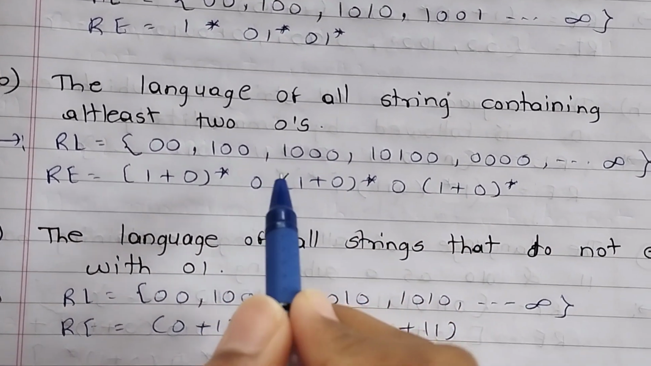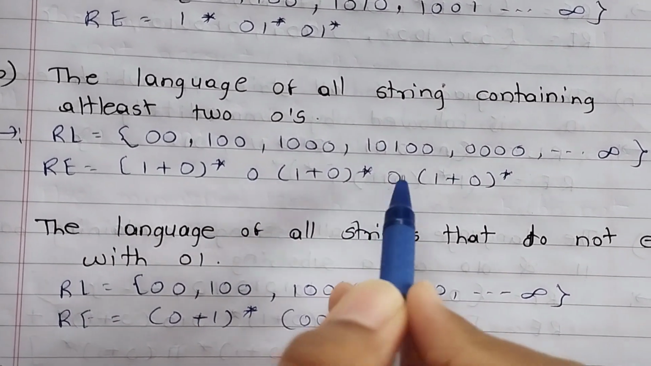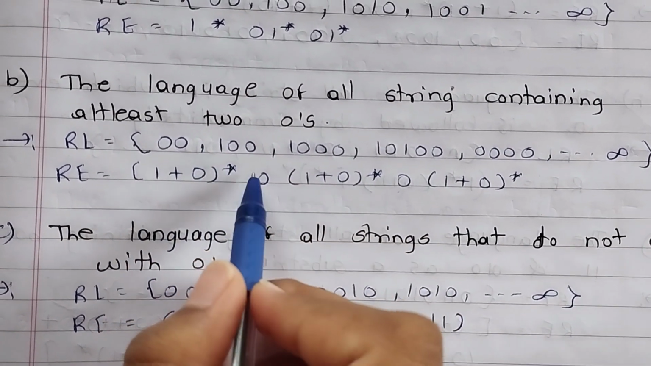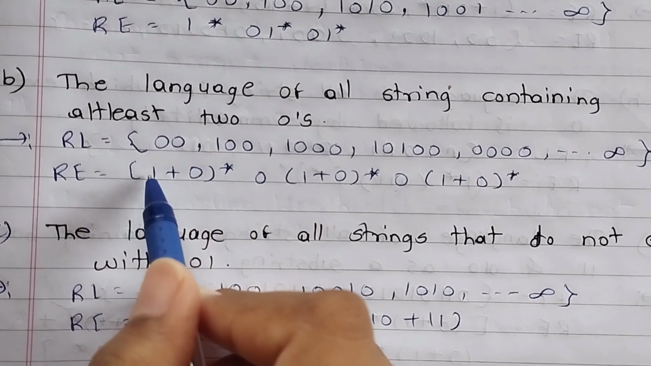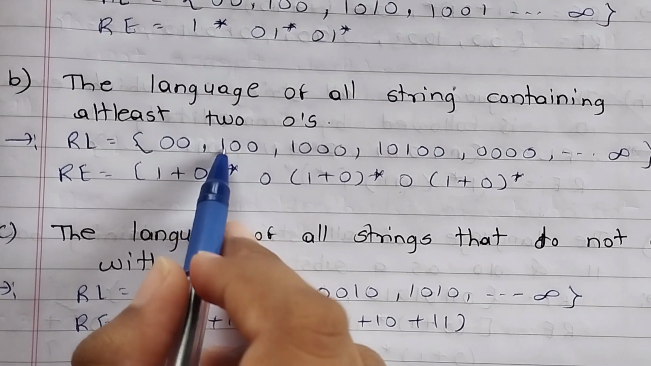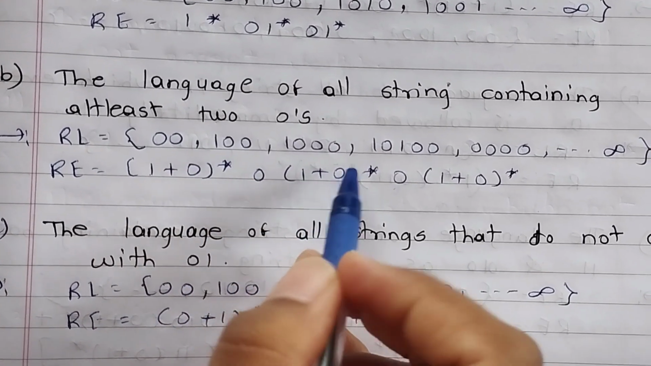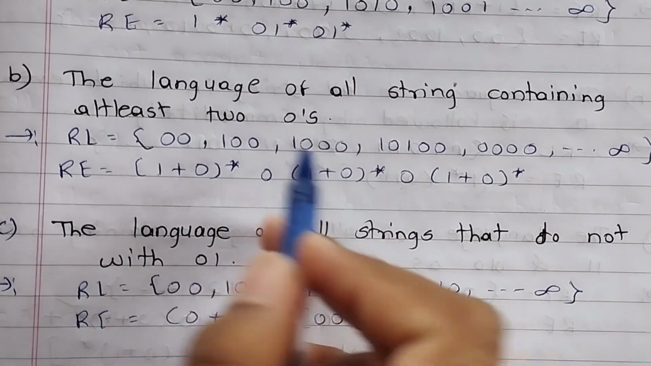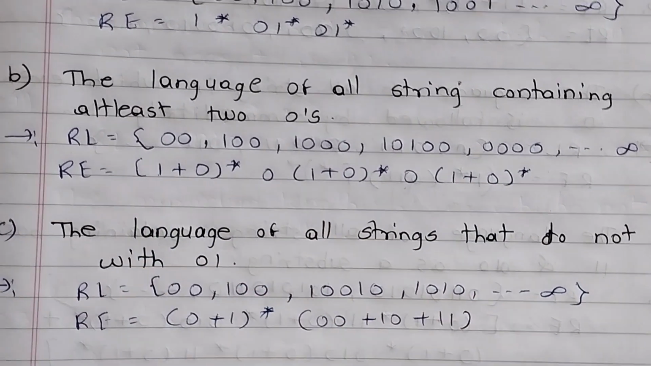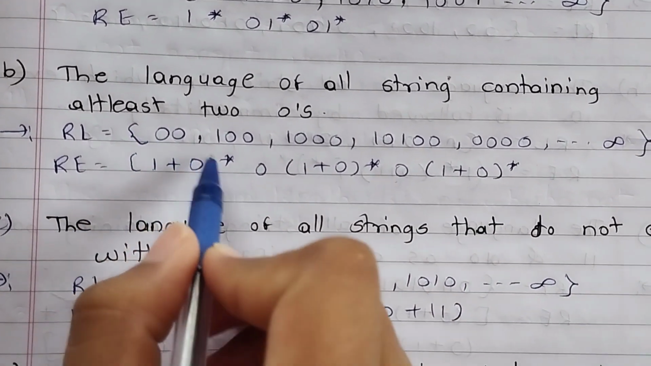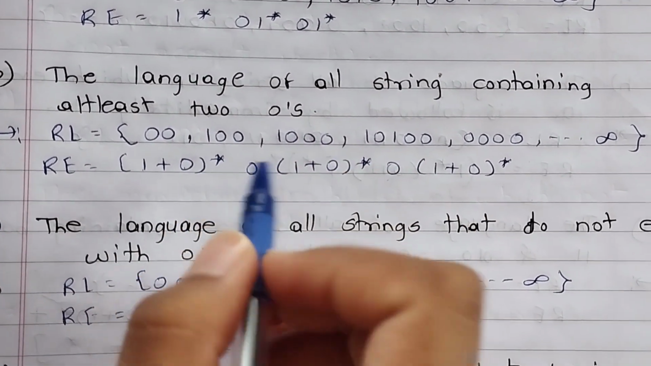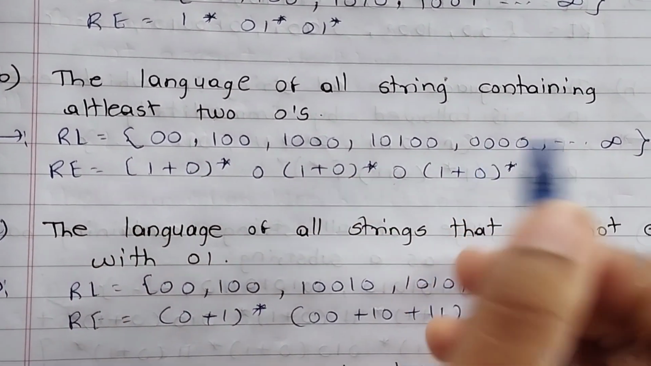So again we first write the zeros, then we write here (1+0)*. Why? Because if we consider 1, then we write here 1, and these two terms are null, then we get 100. Then suppose from this bracket we only consider 0, that time 000 comes, so this is also allowed.